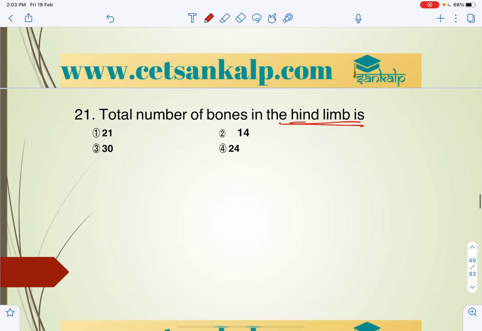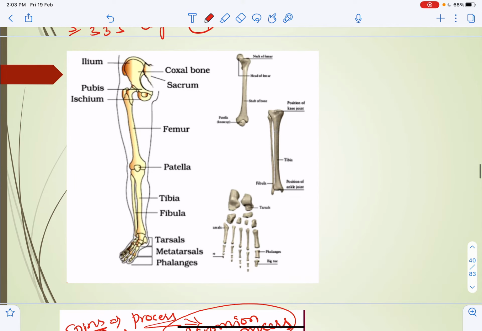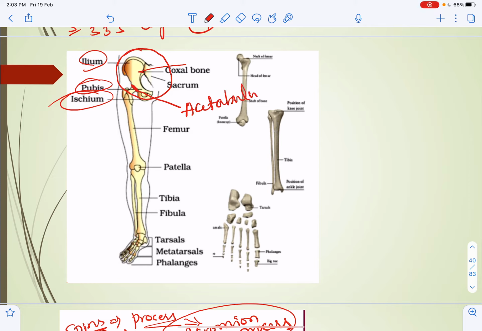Total number of bones in the hind limb. The hind limb is what we can call the leg. Here we can take that diagram. This is the hind limb, and this is the pelvic girdle. The pelvic girdle means the hip bone. We can take that later. Here it has three bones: ilium, pubis and ischium. Together they form a cavity on their outer surface, and this cavity is called the acetabulum. The acetabulum is a cavity present in the pelvic girdle.